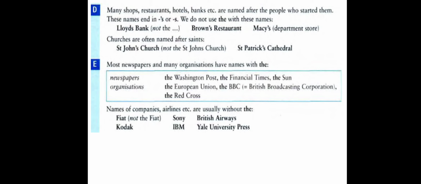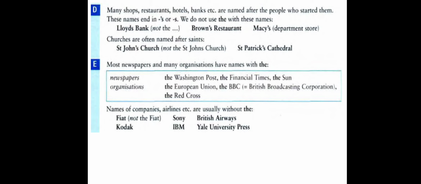Most newspapers and many organizations have names with the. Newspapers mostly take the article the: the Washington Post, the Financial Times, the Sun, the Herald Tribune, etc. Organizations: the European Union, the BBC, the British Broadcasting Corporation, and the Red Cross. These are organizations, so they take the article there.